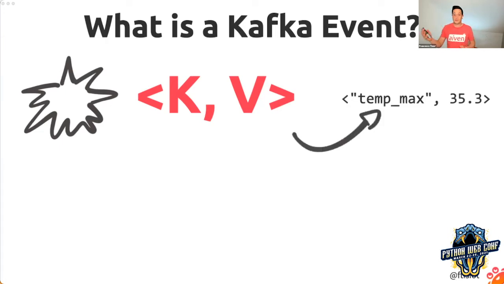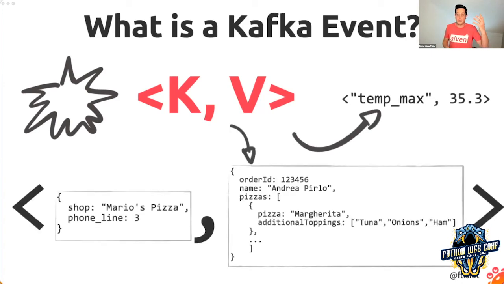and can go from very simple things like, I don't know, max temperature 35°C, to something really complex like, I don't know, as key, the shop receiving the order and the phone line used to make the order, and as value the order ID, the name of the person calling, the phone number, and the list of pizzas that this person is ordering. And the format could be JSON, Avro, or something else. It's up to you. For Kafka, it's only a sequence of bytes.